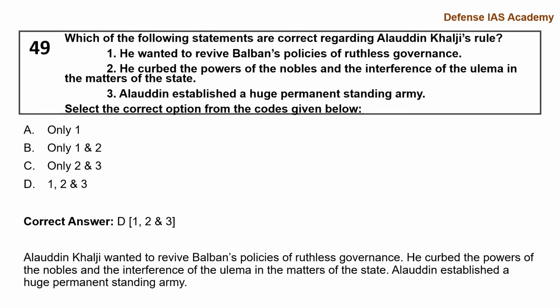Alauddin Khalji wanted to revive Balban's policies of ruthless governance. He curbed the powers of the nobles and the interference of the ulema in the matters of the state. Alauddin established a huge permanent standing army. So, all the three statements are correct regarding Alauddin Khalji's rule.